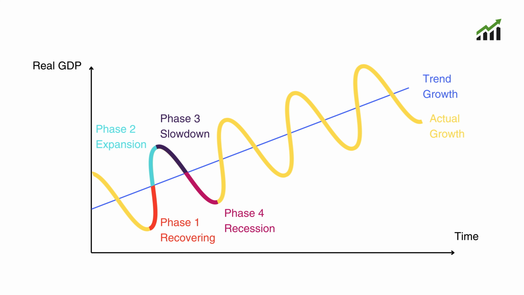A recession occurs when a negative economic growth is registered for at least 2 consecutive quarters. This phase represents a significant decline in economic activity and is a deepening of what happened during the slowdown phase.